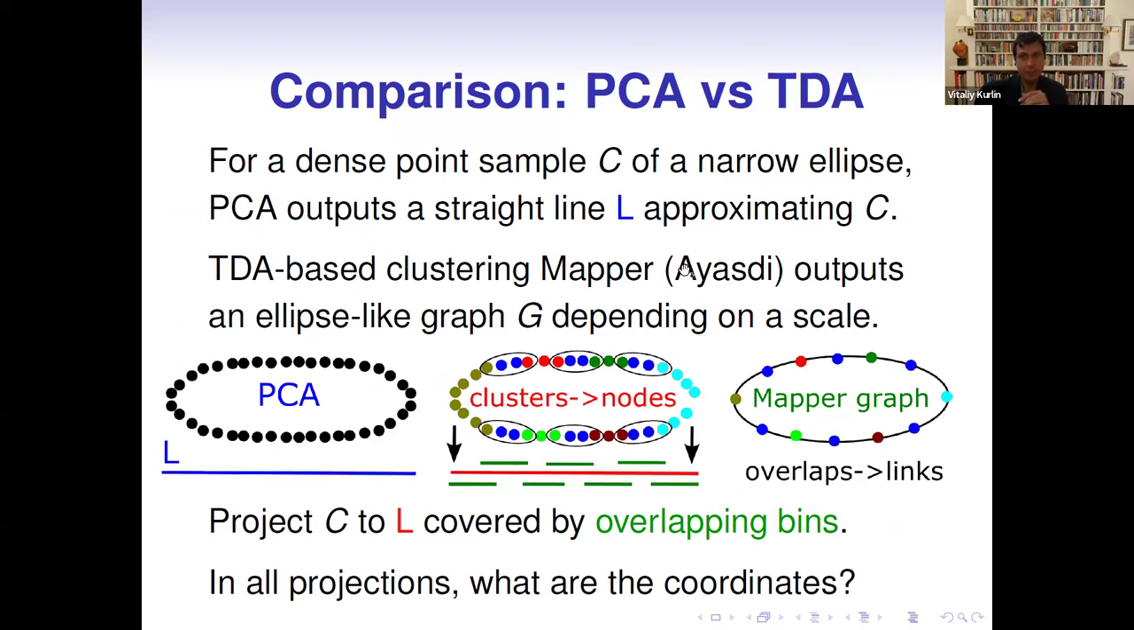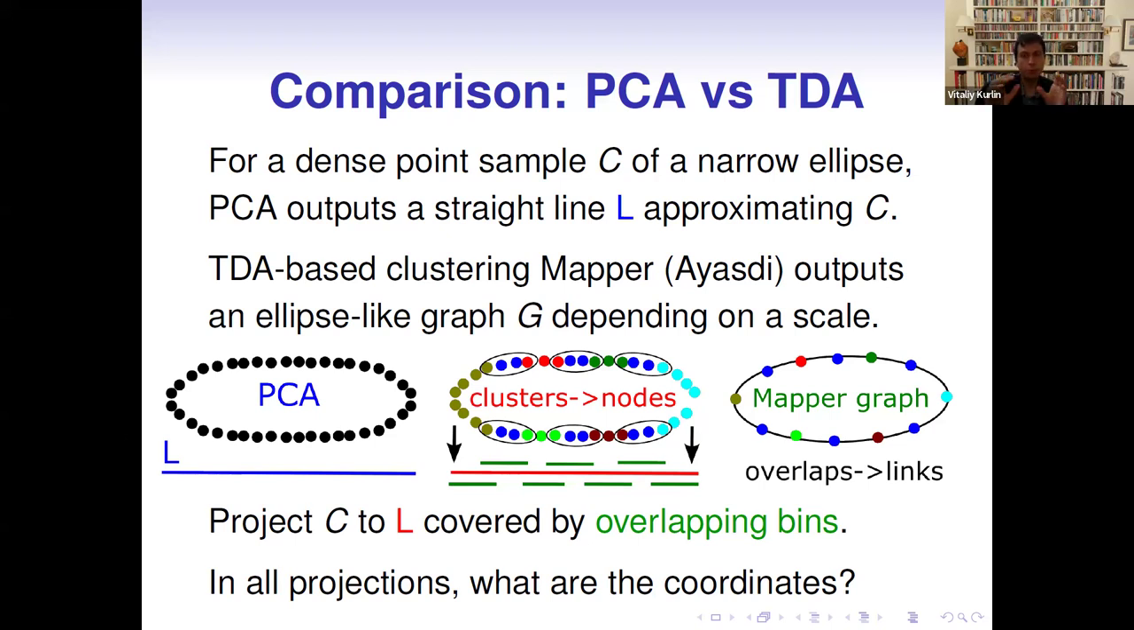This company, IASD, which developed this algorithm for the market, actually no longer exists, but the algorithm is still considered in research. So the idea of Mapper is to improve, for example, PCA for the cases when our data is not really linear. So if you have a dense sample of a flat closed curve, looking like an ellipse, then principal component analysis would produce a linear approximation, one straight line through this ellipse. So we would lose the cycle.